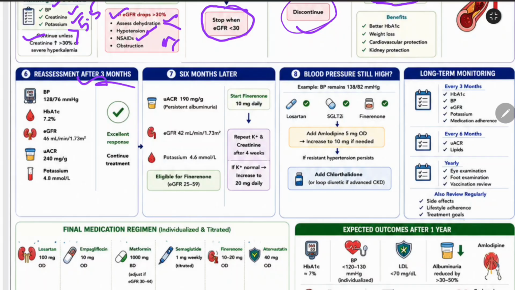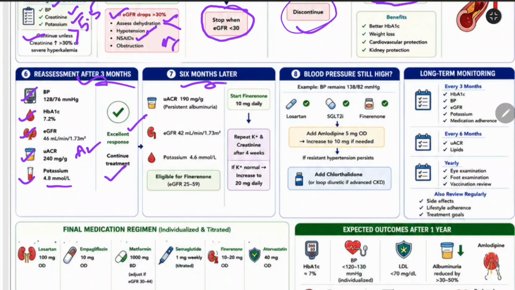After 3 months, BP is controlled now, 128/76, excellent. HbA1c is 7.2%. eGFR is 46. UACR is still raised, but I think it is A2 now, from A3 to A2. Potassium is slightly raised, it is 4.8. So the response is good. Continue the treatment.